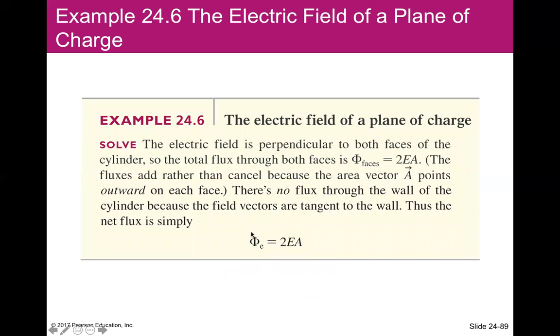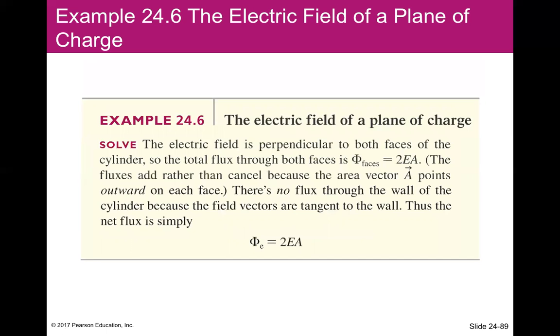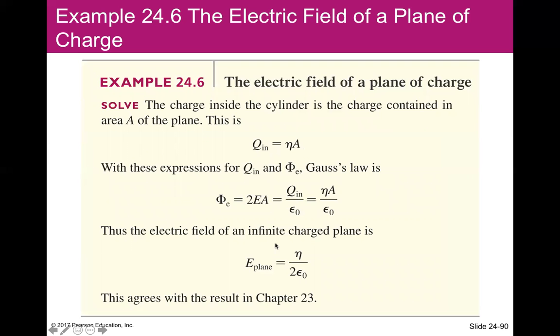Okay, so the flux is 2EA, where E is the electric field and A is the area. And Q equals eta times A. This circle area A is the same as the circle area here. And then flux equals Q over epsilon. Flux is 2EA, and Q over epsilon is eta A over epsilon. And then you get this equation, and finally E equals eta over 2 times epsilon. Is that your answer? Okay, great.